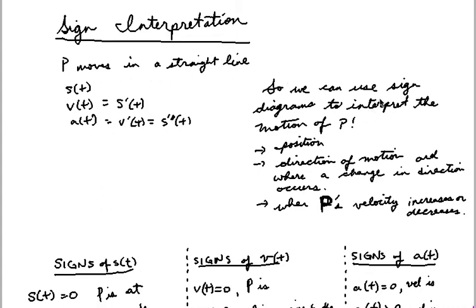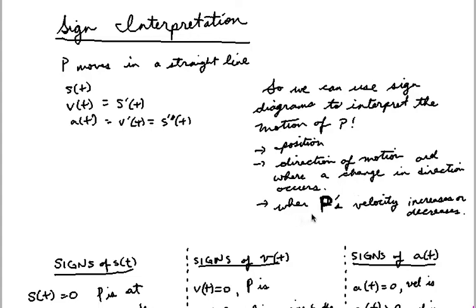Okay, specifically some things that we can focus on, or some things that we can notice by using our math is we can find out the position of P, we can find the direction of motion of P, so which way it is going, and where does a change in direction occur? So is it suddenly moving forward and then moving backwards? We can figure that out. Is it suddenly moving up and then coming back down? We can find out where that's happening.